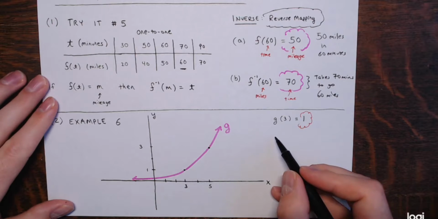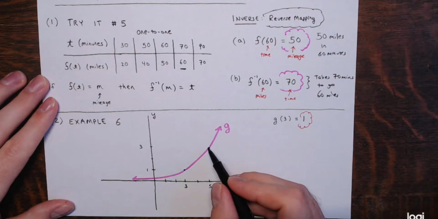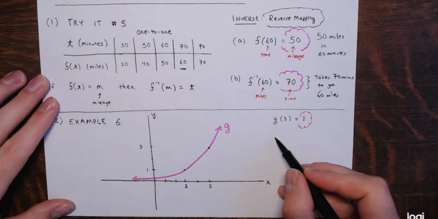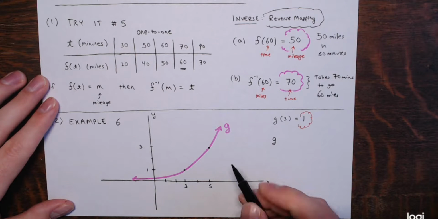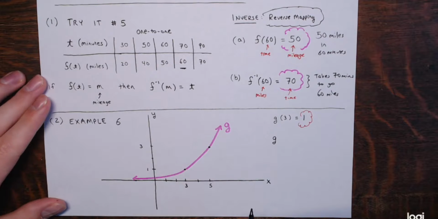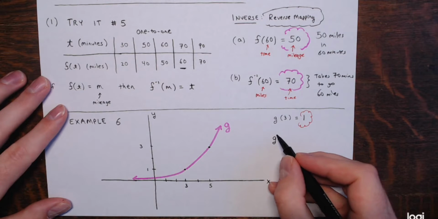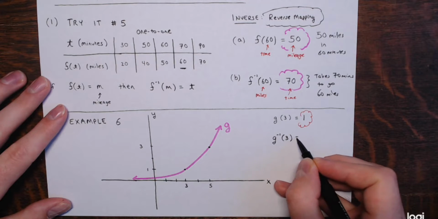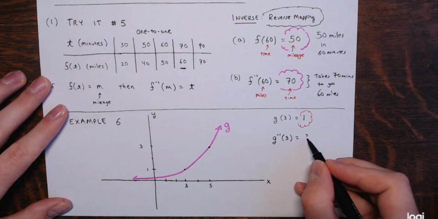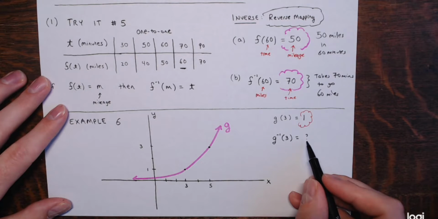Then the other question they asked, I could answer with this graph here. They said, well, okay, this is a one-to-one function. It passes the horizontal line test, so its inverse is also a function. What would be the value of g inverse, g with the little -1 above it, at 3? All right, so g inverse of 3 equals what? I'll put a little question mark here.